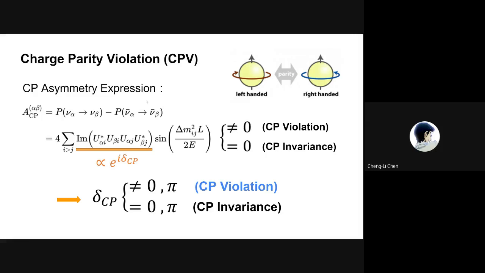Besides, we can do the charge parity transformation on the neutrino transition probability. The difference between the original and the CP terms can be looked at as the CP asymmetry expression, and we write down the A CP. If A is 0, then that means the original and the CP terms are the same, so CP is invariant. Otherwise, if A is non-zero, then it will result in CP violation. Since A has the complex part, we can get the CP condition for the parameter delta CP as this equation.